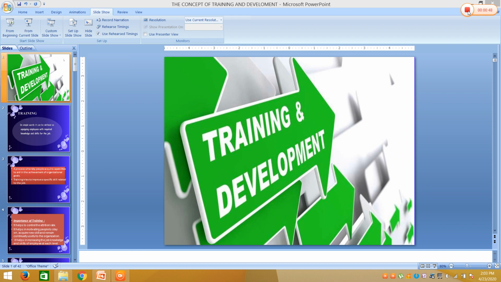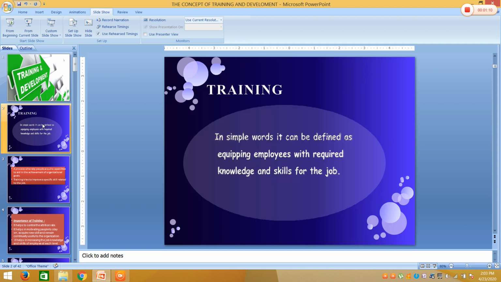So training is of utmost importance in the organization so that employees can learn and perform the various responsibilities assigned to them. Hence, we can say that the major outcome of any training program is learning. So, we are learning something from this training program. Now, coming to the next slide: what is training?